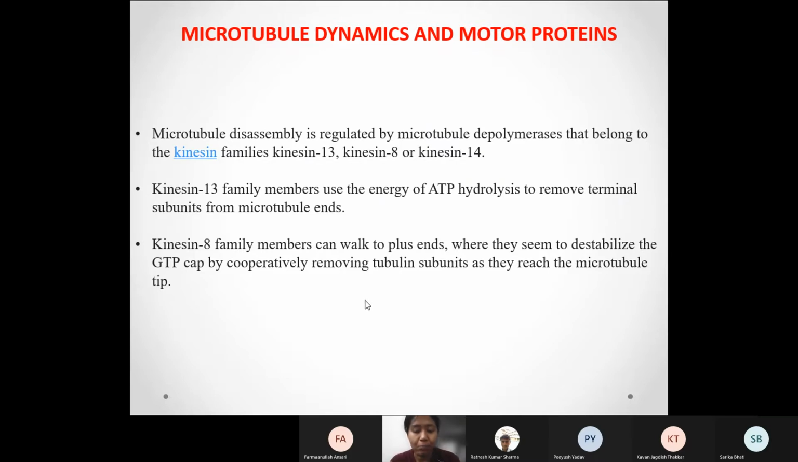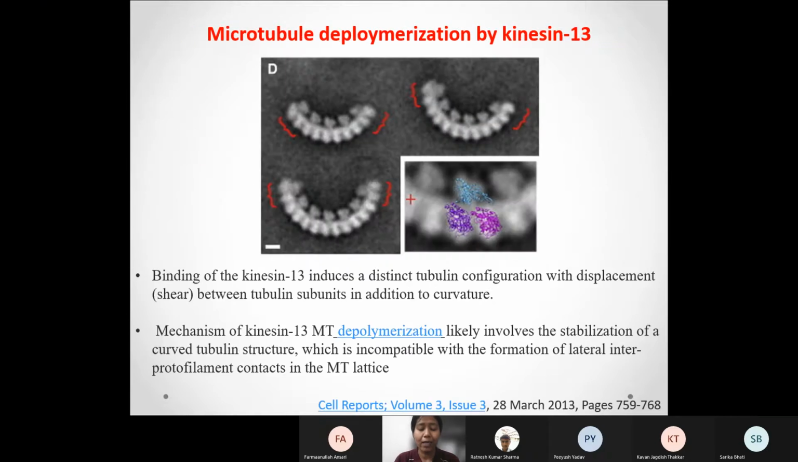But the best example that I found for all of you, the best visual example, was that of kinesin 13. So please remember this: if you can increase buckling, if you can increase the bending, you can increase depolymerization of a microtubule.